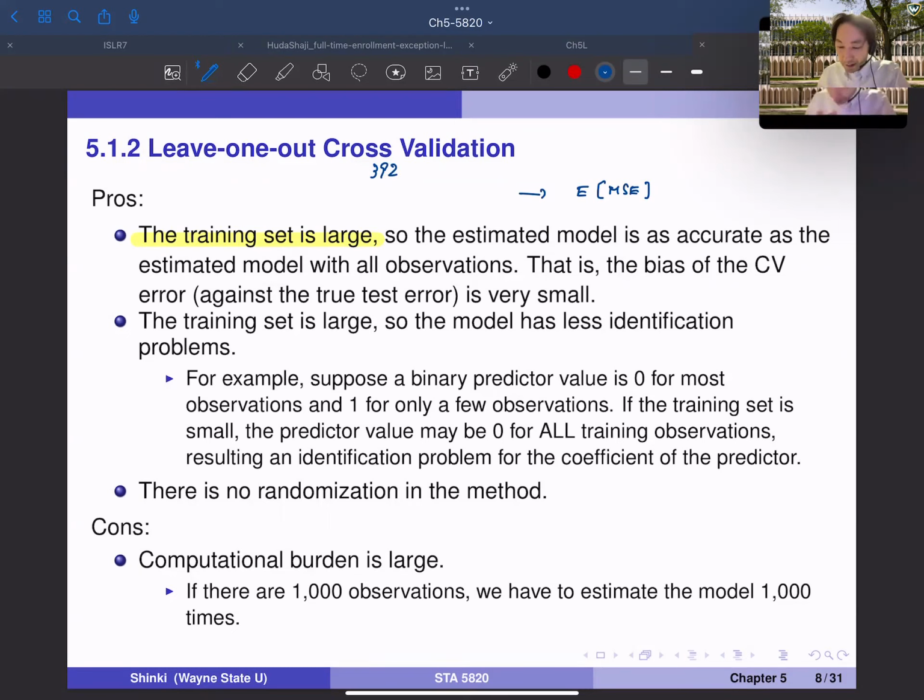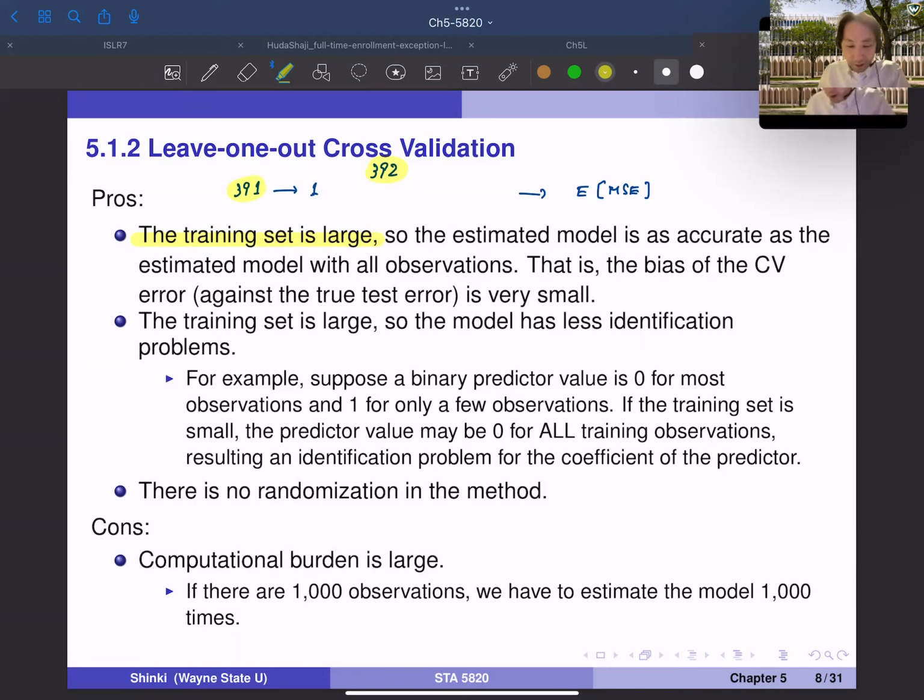So we want to replicate this situation, estimating the model with 392 observations. Basically, leave one out cross-validation uses 391 observations to predict the other one, right? So estimating with 392 observations and estimating the model with 391 observations are really similar. So the model accuracy is almost the same for these two models.